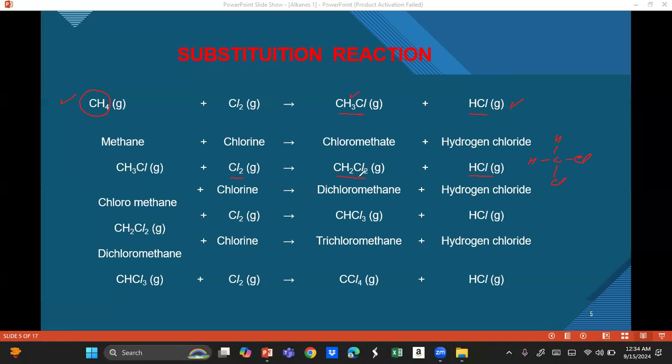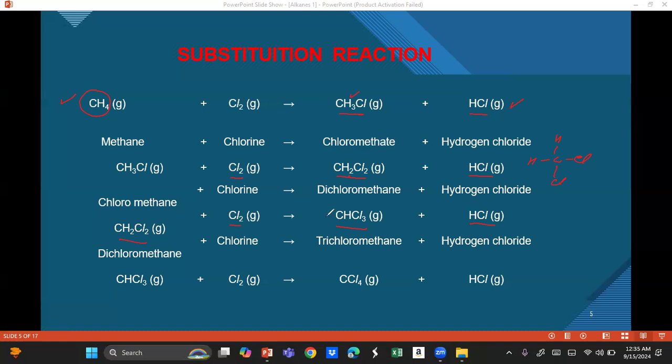When dichloromethane is formed, it will further react with chlorine to produce trichloromethane. Only one hydrogen is left here. In the first step, one hydrogen was removed from methane. In the second step, another hydrogen was removed from chloromethane. In the third step, again one hydrogen was replaced. So we got trichloro, meaning 3, trichloromethane here. Along with this, we have again byproduct HCl gas in the form of misty or white fumes.